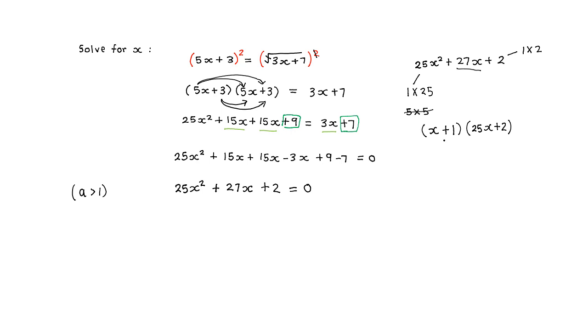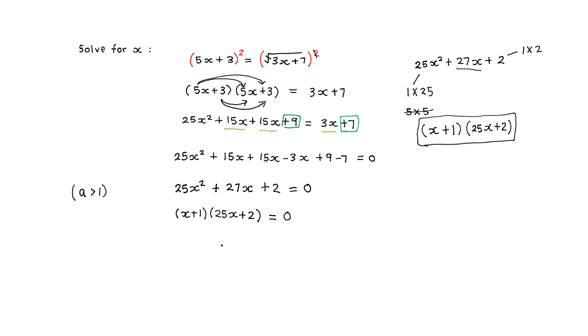So now you take this result and you're going to put it over here. So that is going to be x plus 1 and 25x plus 2. This is now no longer just a trinomial. We're not just factorizing. We are now solving an equation, so we still have this equals to 0.